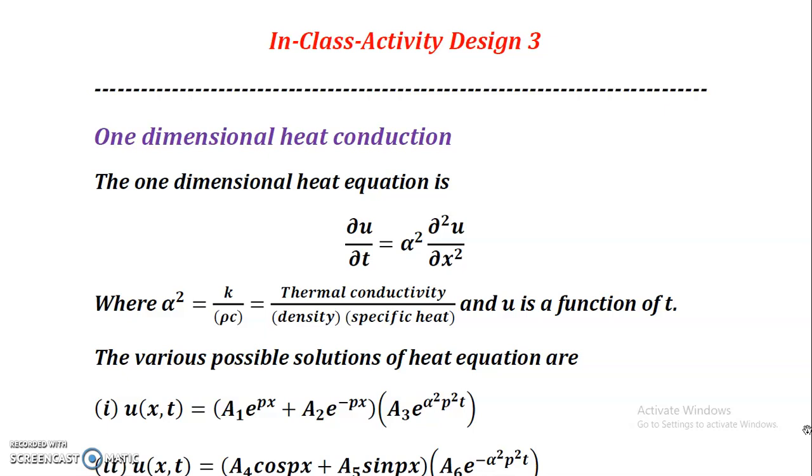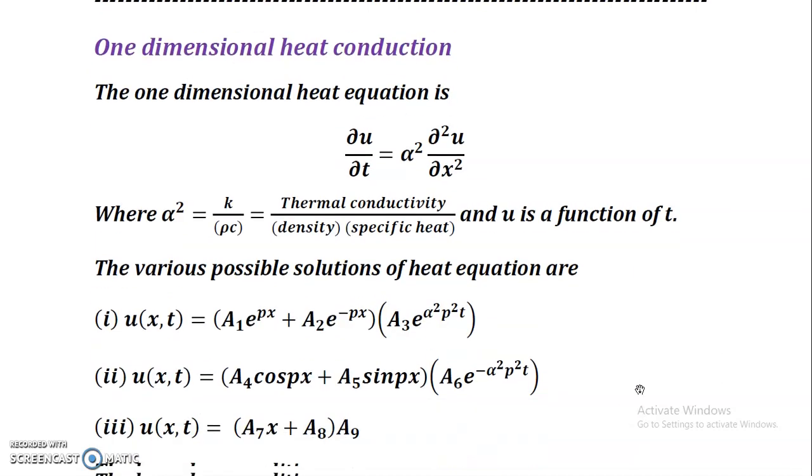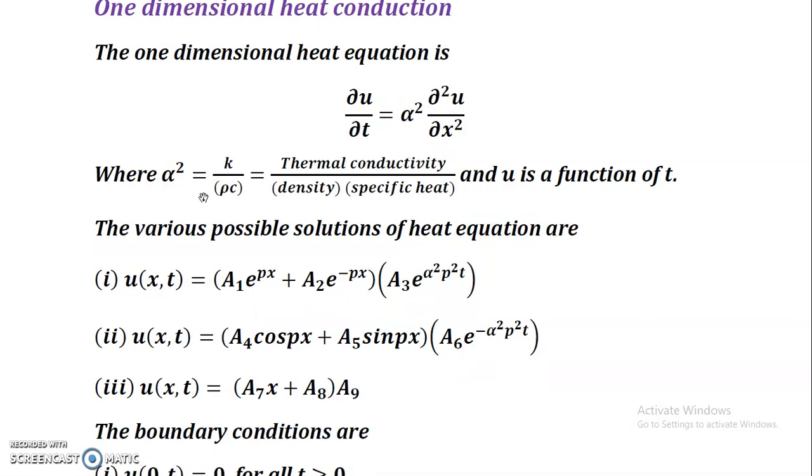Hello everyone. Today we are going to see the temperature of the string at any point of the interval t. The first content is one-dimensional heat conduction. The one-dimensional heat equation is here, where alpha square is k by rho c. K is thermal conductivity, rho is density, c is specific heat.